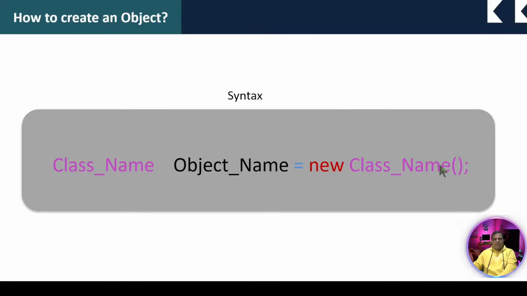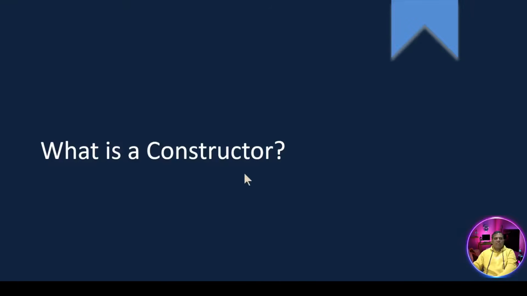This is followed by the class name and parentheses. This is known as a constructor, because it is the class name followed by parentheses. So to create an object, we use the constructor as well. In this video, I am not going to take you into very much detail about the constructor, but I will introduce what a constructor is.